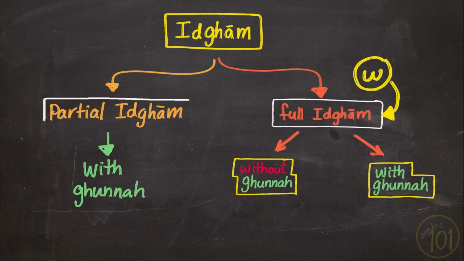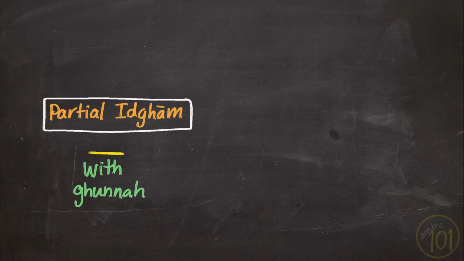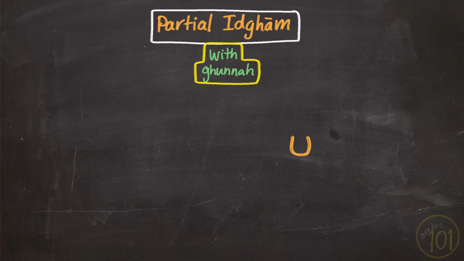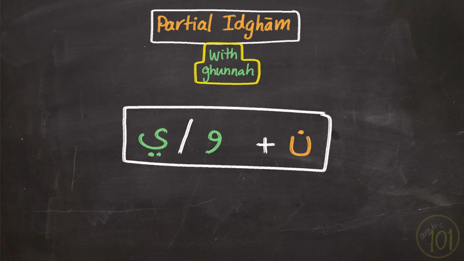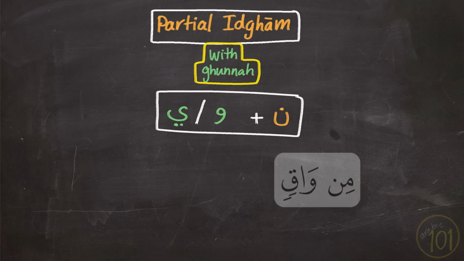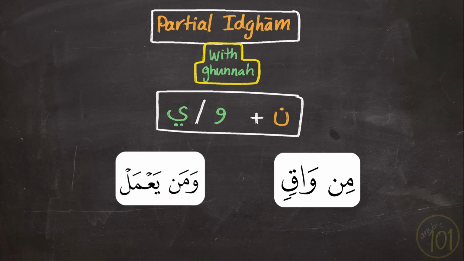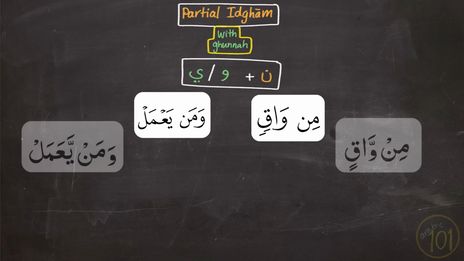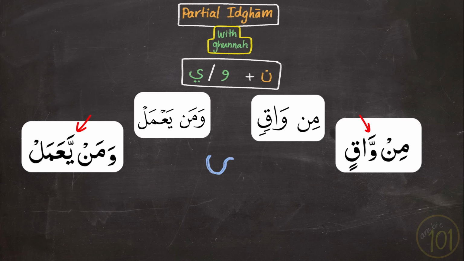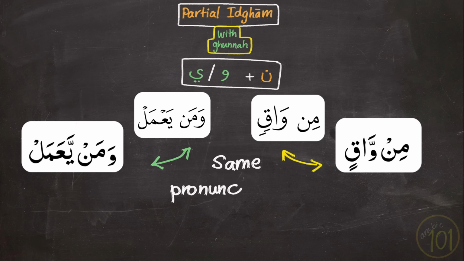However, when we move to partial idgham, things get a little more interesting. You see, when nun sakina or tanween is followed by waw or ya, they trigger a partial idgham. Miwaq man ya'mal. You can notice right away that there is no shaddah on the top of the letters ya or waw. But looking at the other mushaf, this isn't the case. So why? And do we have to pronounce it differently?